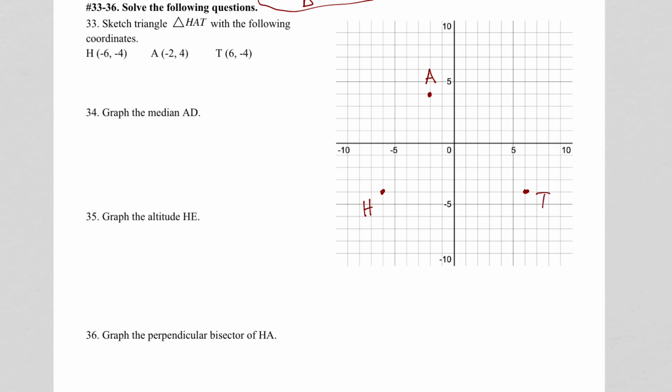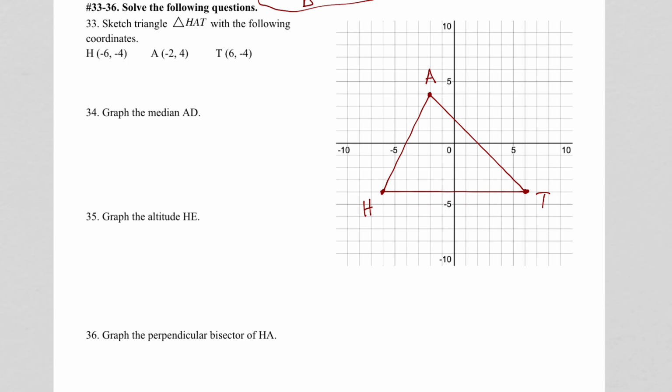Okay, now that's graphing the triangle. Now, graph the median AD. So the median's coming off of here, and it looks like it's going right there, but we should double check that that is the midpoint between H and T. Because it's all on a straight line, I can actually just count it off.